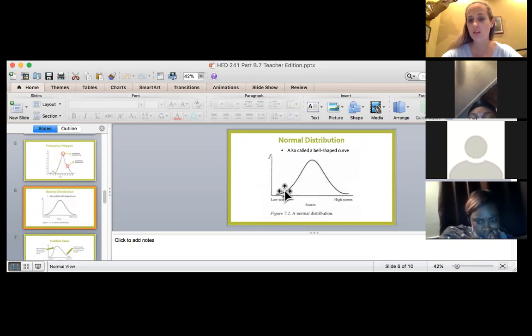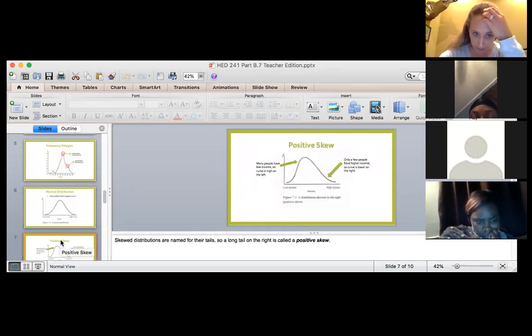So that's normal. This one is positive, meaning we want a positive test score, because we have a lot fewer people over here. You got more over here.